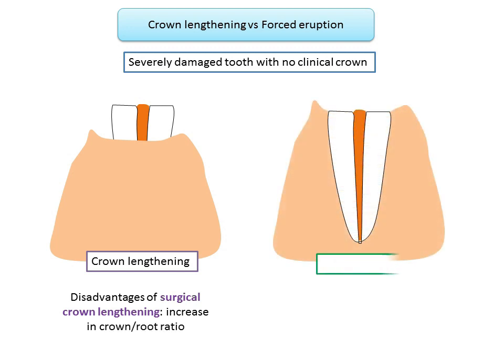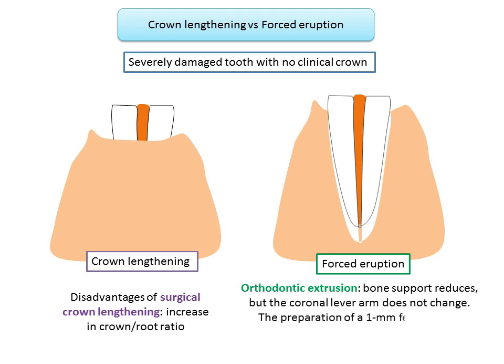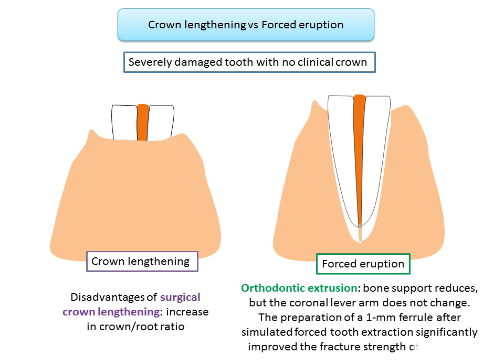An alternative approach to treatment could be an orthodontic extrusion. Now, from the biological point of view, when orthodontic extrusion is performed, bone support reduces, but the coronal lever arm does not change. So the preparation of a 1 millimeter ferrule after simulated forced tooth extrusion significantly improved the fracture strength of the tooth.